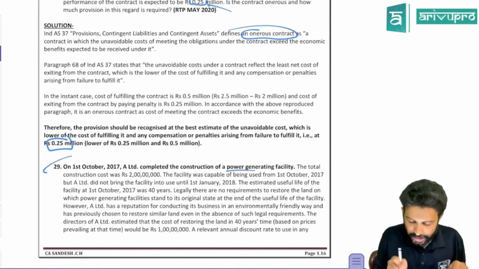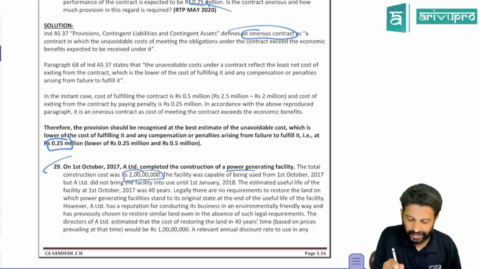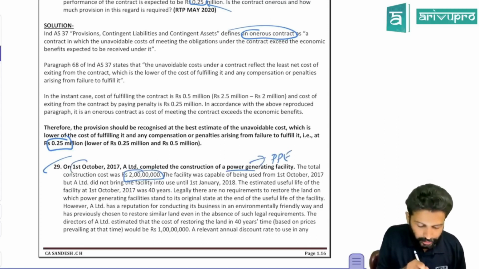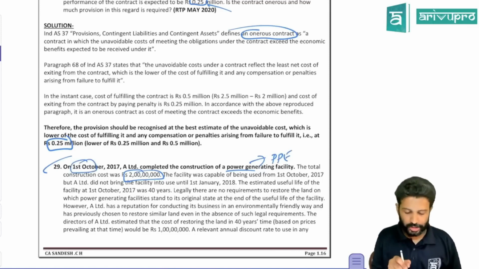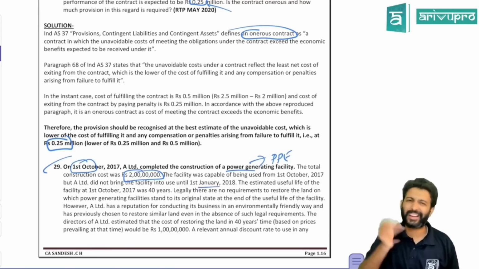Next, the 29th. A Limited completed the construction of a power generating facility. Construction cost is 2 crore rupees. So the power generating facility is a PPE that they're talking about. Construction got completed on 1st October. Total construction cost is 2 crore. The factory was capable of being used from 1st October, but A did not bring the factory to use until 1st January. That is their headache.